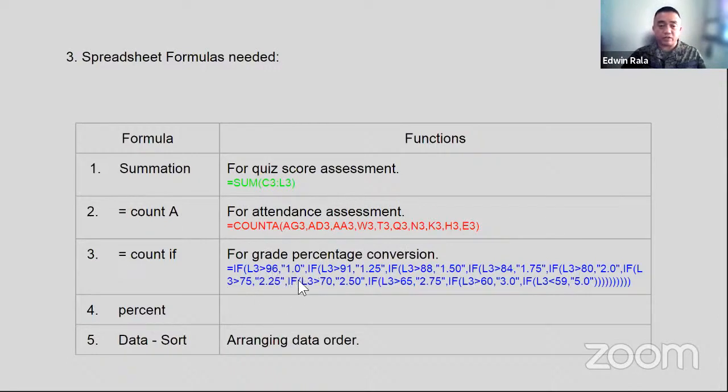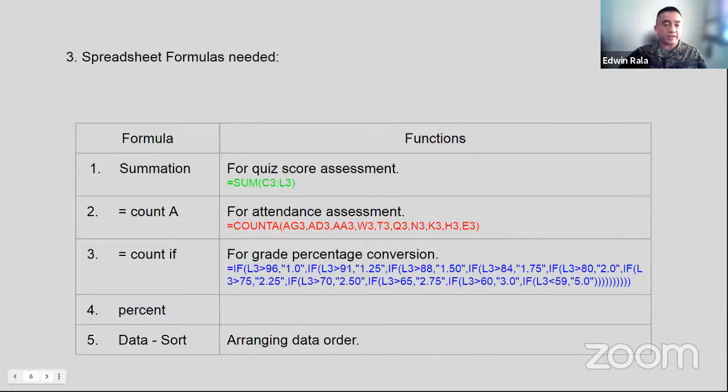So, ito yung ginagamit ko para ma-convert yung percent rating to UP grading system. 10%. And of course, yung data, yung sorting of data, sort, arranging data order. So yung mga pangalan ay mabilis natin na i-arrange based sa letters ng surname. Okay.